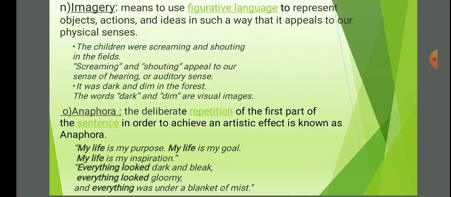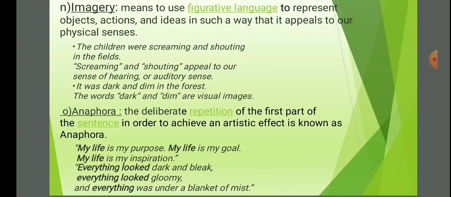The children were screaming and shouting in the fields. By reading this sentence, you can feel that the children are in the ground and they are screaming and shouting. Screaming and shouting appeal to our sense of hearing, or auditory sense. It was dark and dim in the forest. The words dark and dim are used in the sentence, and this affects our visual images. The words dark and dim are visual images.